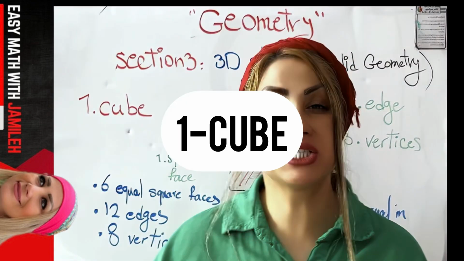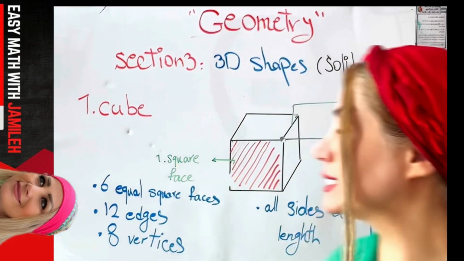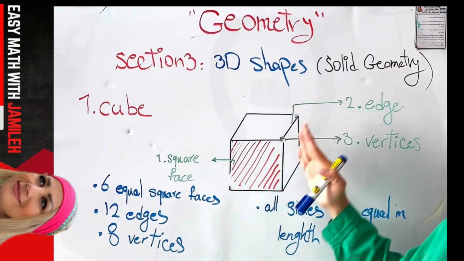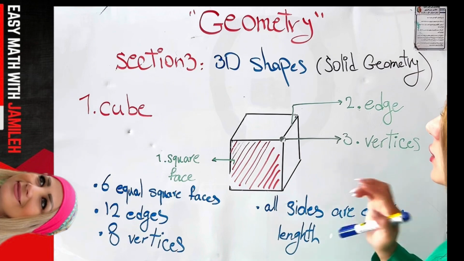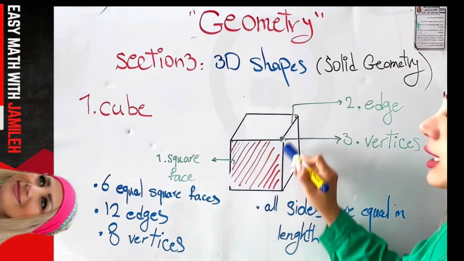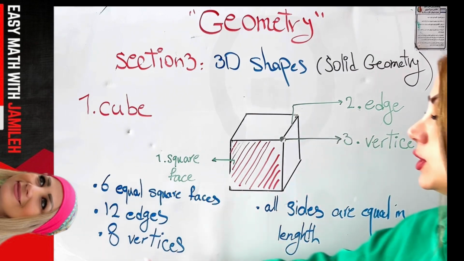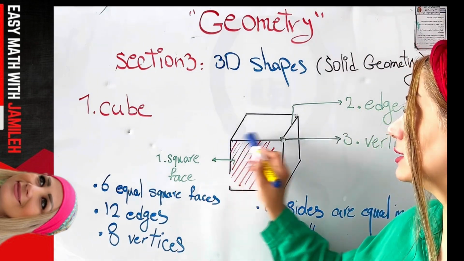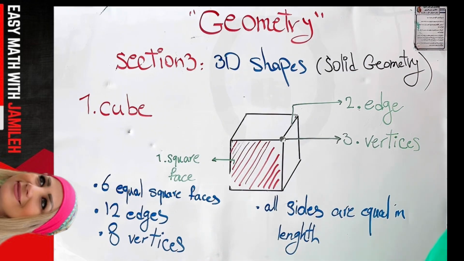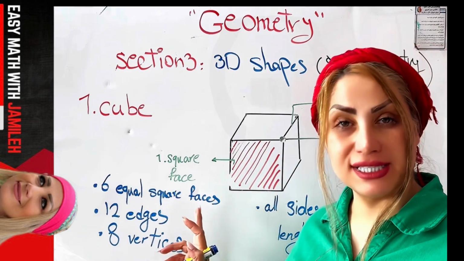Number one, cube. A cube has six equal square faces. These are faces. These are square. And also 12 edges. These are edges. And also 8 vertices. These are vertices. And all sides are equal in length because there are square faces.